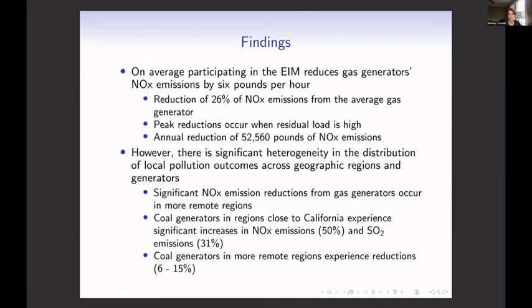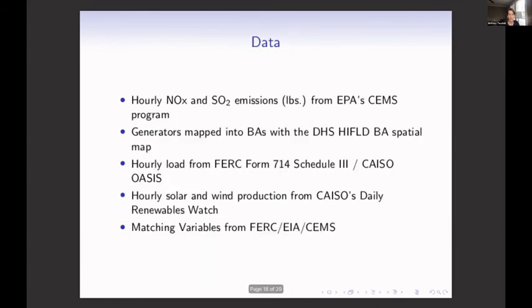And then in coal generators, even though I don't find any significant difference on average in these regional regressions, I find that coal generators in regions close to California are experiencing significant increases in NOx emissions and SO2 emissions, whereas coal generators in more remote regions further away from California are experiencing significant reductions in these local pollution emissions. And this leads to millions of dollars of damages in some of these regions.